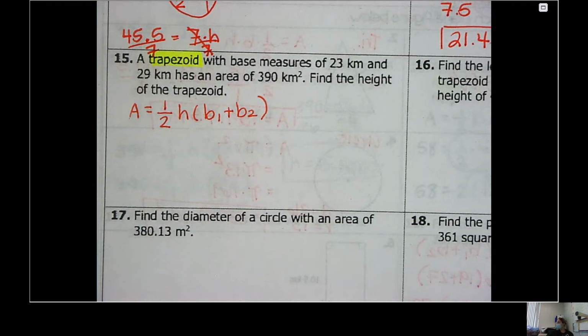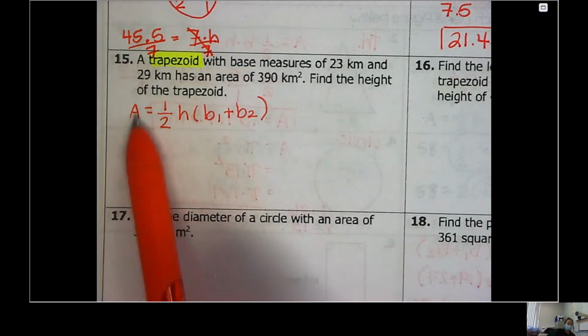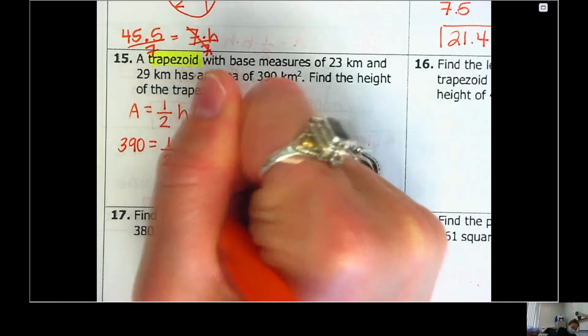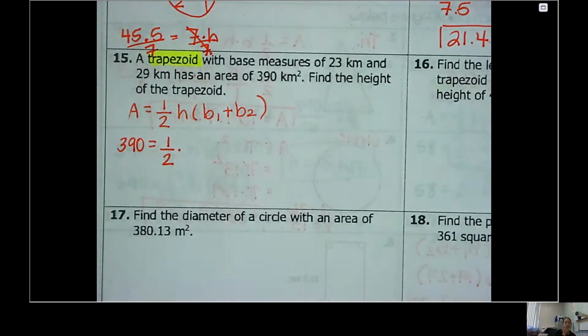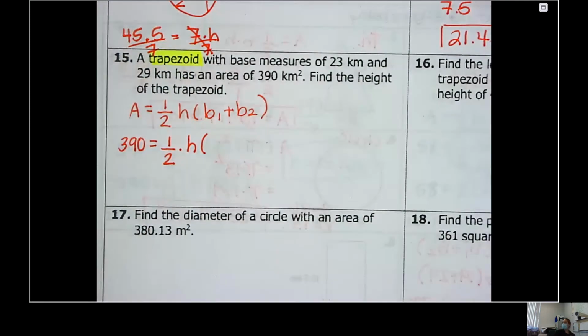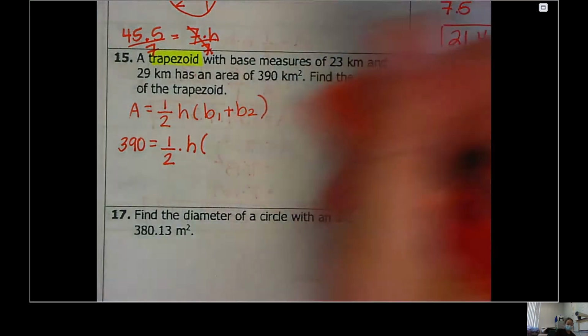All right, now we're going to plug in the information that we know. Do I know the area? Yeah, what is it? 390. So over here, I'm plugging in a 390, equals 1/2 times. Do I know the height? Nope, I don't know the height. It says find the height, so I keep it as an H. And then I need to add up my two bases. What are your bases? 23 and 29. It does not matter which one goes where, as long as they're both in the parentheses.